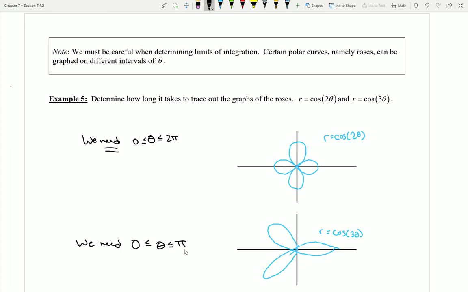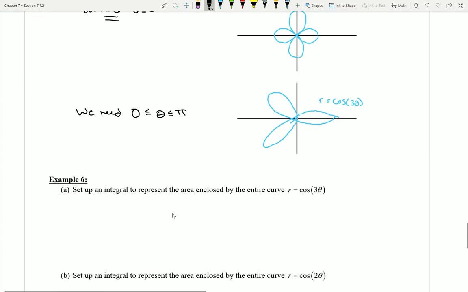And so this creates some potential complications when it comes to setting up bounds on integrals. Take a look here at example number 6. Let's suppose I want to set up an integral to represent the total area enclosed here by my second picture. Well, if I wanted the total area enclosed, I know that I could get that by just integrating 1/2 my curve squared d theta, and I would need to use the bounds that would allow me to sketch the entire curve. But since those bounds are 0 to pi, that was all I would need.